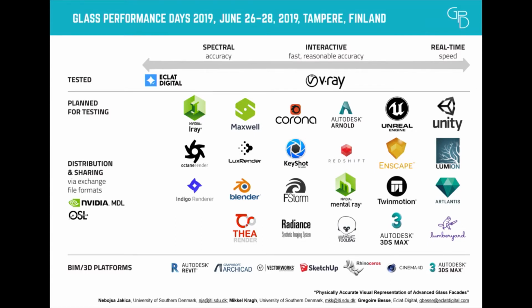So it will be a challenge to combine the effort to test all these tools and compare and to evaluate the possibilities. And one of the options could be to design the glass materials models via two different file formats, and one being NVIDIA material definition language or open shaded language that will enable one definition that can be applied to many different tools that support this glass configuration. Yeah, that would be all.